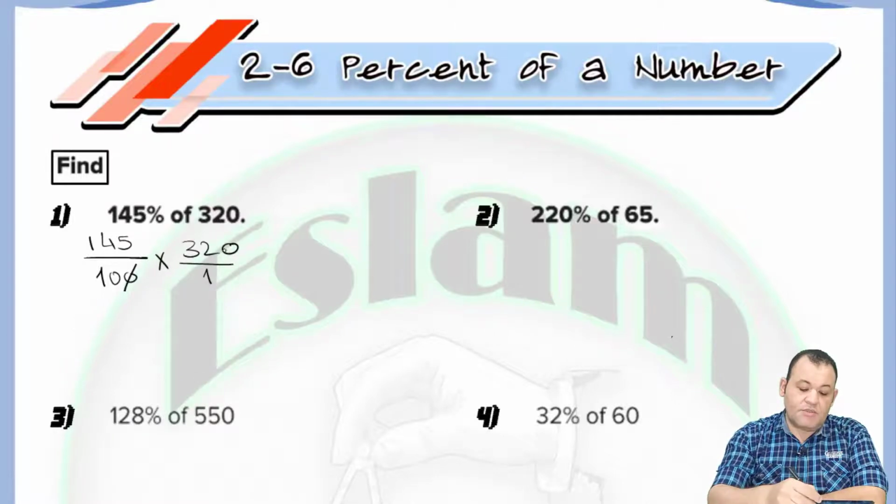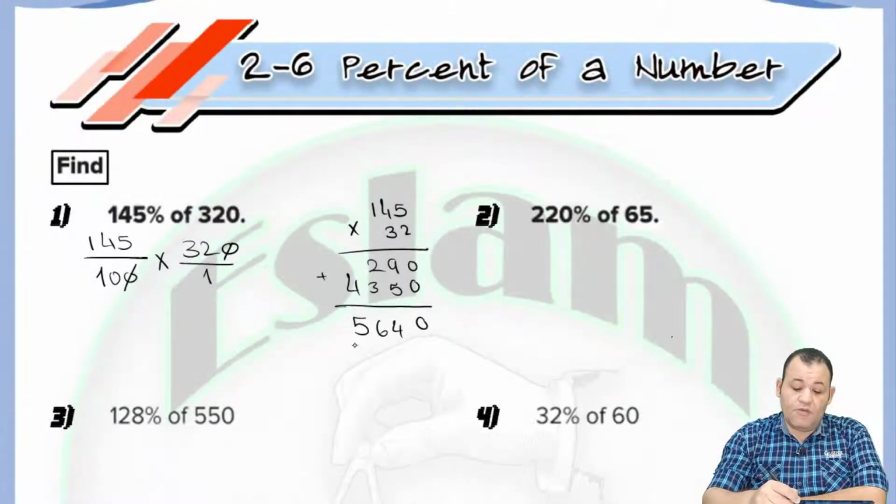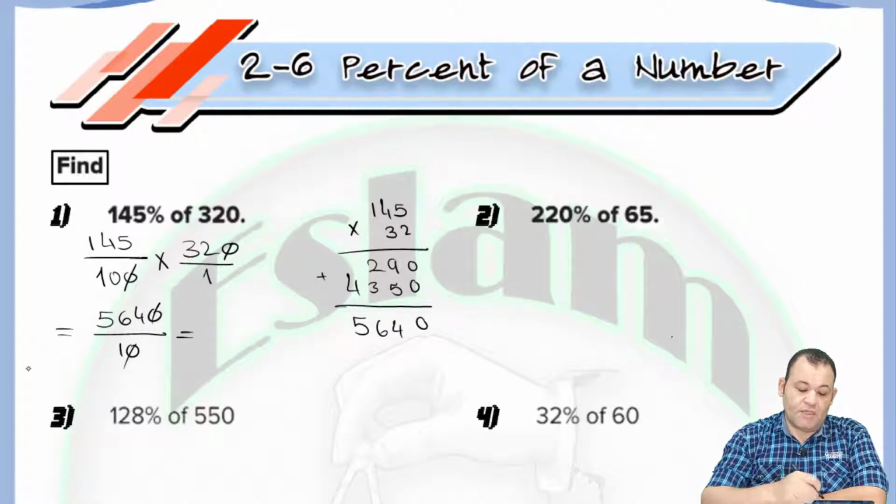Now we can cancel out 0 and 0. Then you can multiply 145 times 32. After multiplying, you will find that the result will be 5,640. So it will be equal to 5,640 over 10. You can cancel out 0 and 0, so you will find that the answer will be equal to 564.